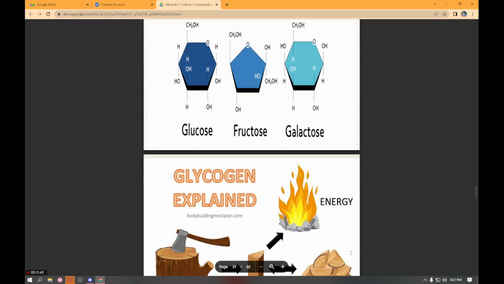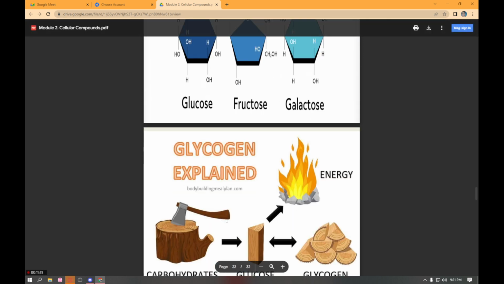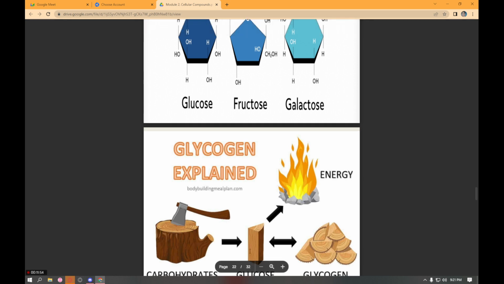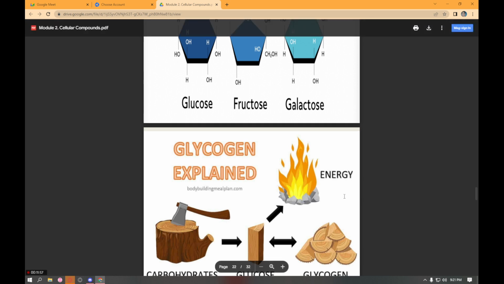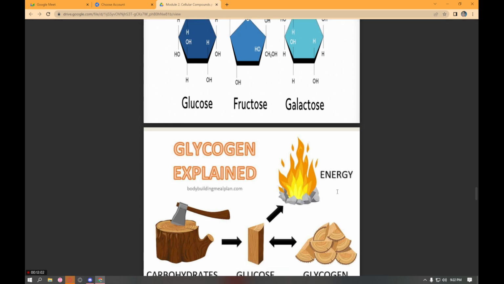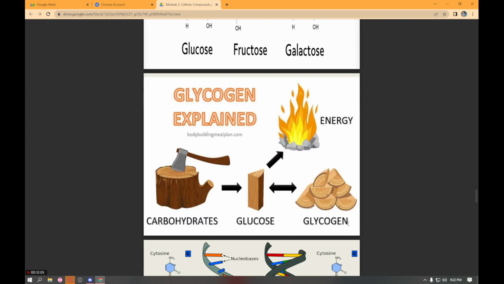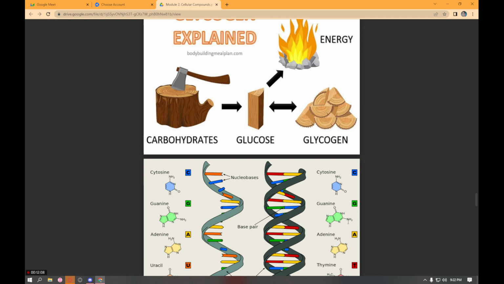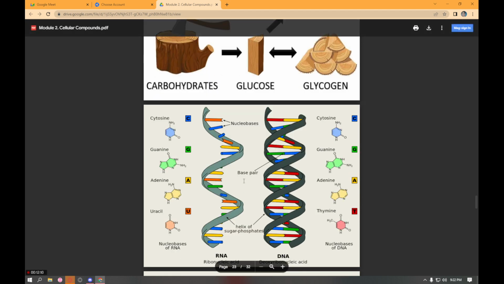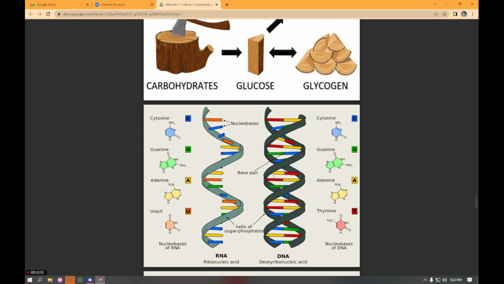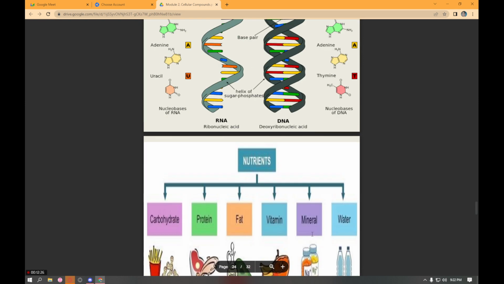The stored energy, or our excess glucose, is converted into kinetic energy. But if it is not converted into kinetic energy, it becomes glycogen. That is what our adipose tissues are. Your nucleic acid, one of the macromolecules, is made up of phosphoric acid, the sugars, and the nitrogenous bases. They are made up of 5 nitrogenous bases, because your thymine, in RNA, is uracil.